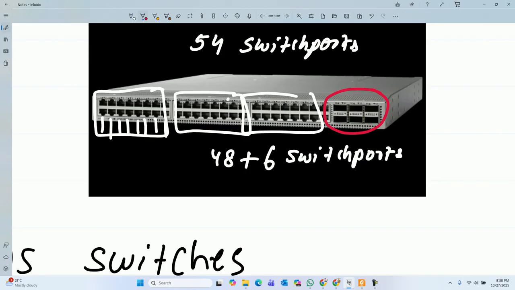I hope all of you guys already knew this. What is the motive of these interfaces here? Okay, actually, yeah. So it is right.